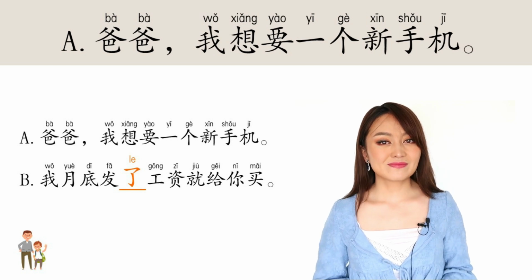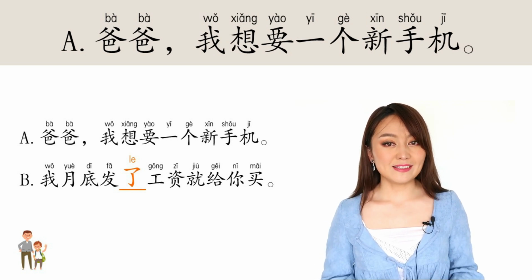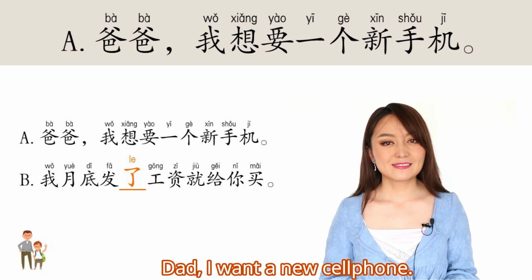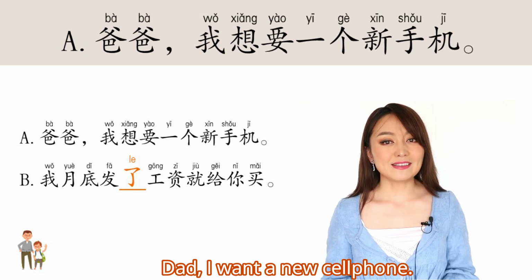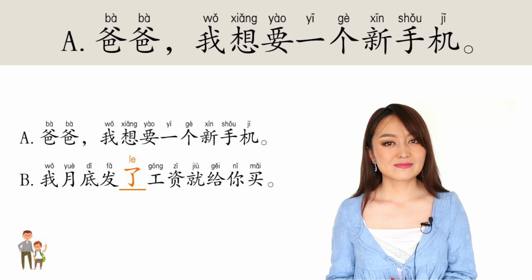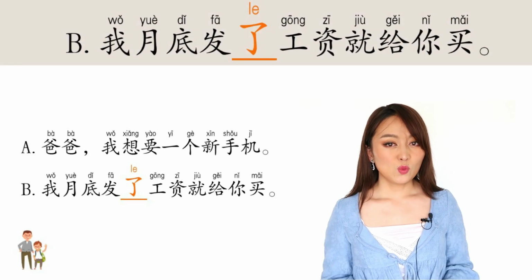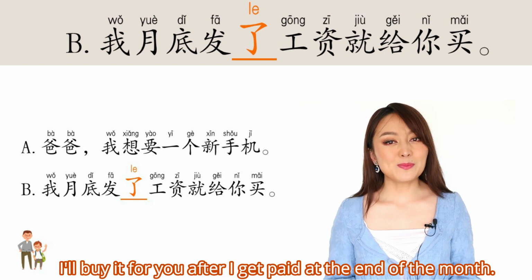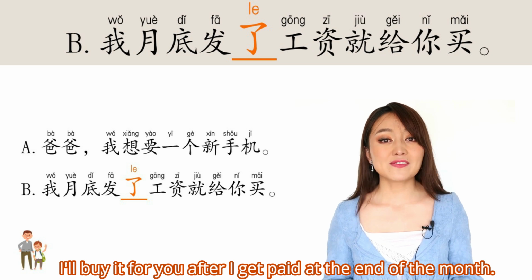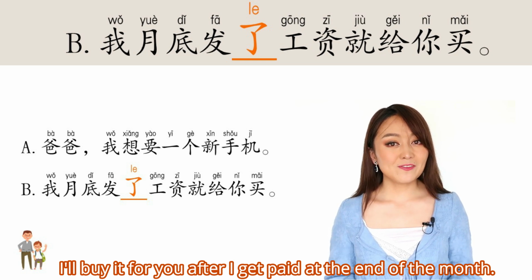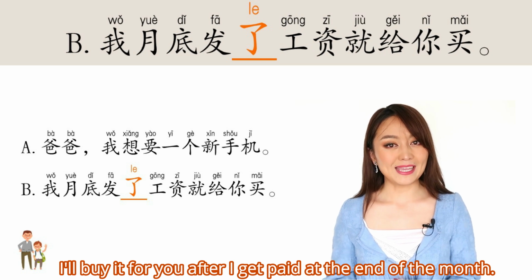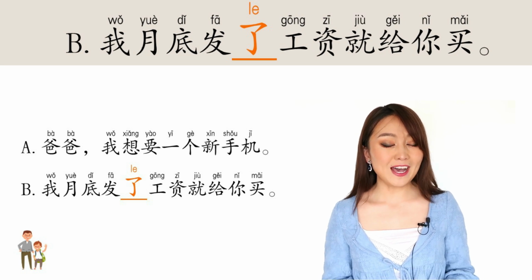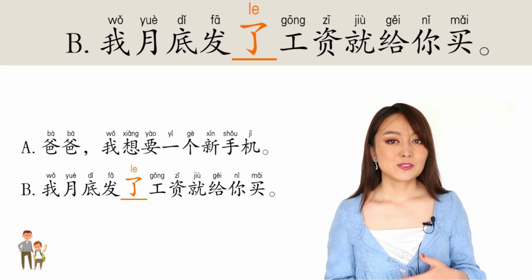The son says, 爸爸，我想要一个新手机。Dad, I want a new cell phone. And the father says, 我月底发了工资，就给你买。I will buy it for you after I get paid at the end of the month. You see, again, we put 了 after the verb 发 of 发工资, to get paid.